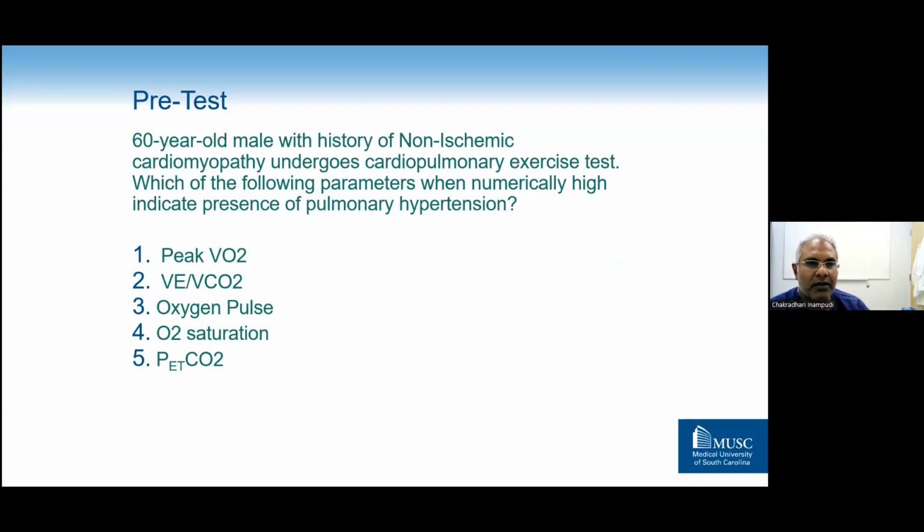Now, just moving on to the quick post-test questions. As we've reviewed, the first question: a 60-year-old male with a history of non-ischemic cardiomyopathy who undergoes cardiopulmonary exercise testing. Which of the following parameters, when numerically high, indicates the presence of pulmonary hypertension? As we discussed before, a very high VE/VCO2 slope continues to be a more important parameter in the assessment of pulmonary hypertension. Just a quick recap, a slope greater than 36 indicates a PA mean pressure or systolic pressure of more than 40.